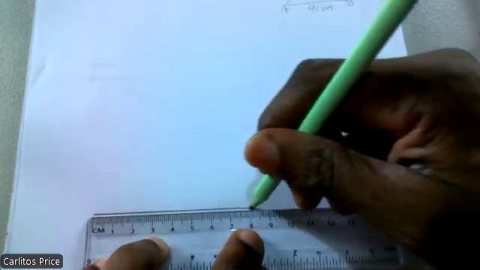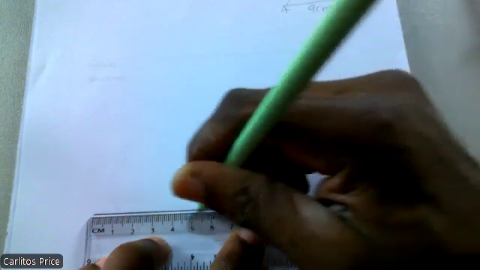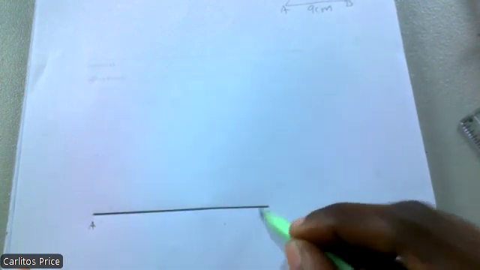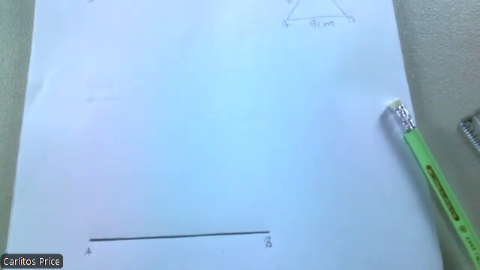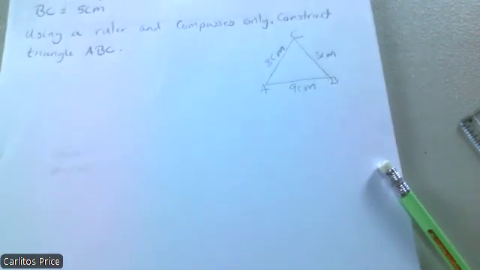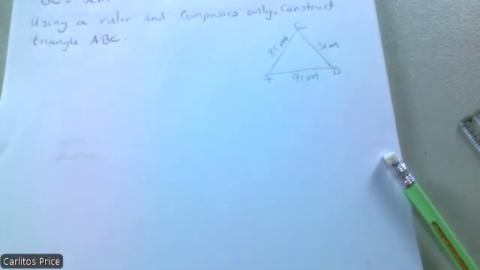So I draw my line 9 centimeters long. That is AB. The next part is to put in AC and BC. So we know AC is 8 and we know BC is 5.